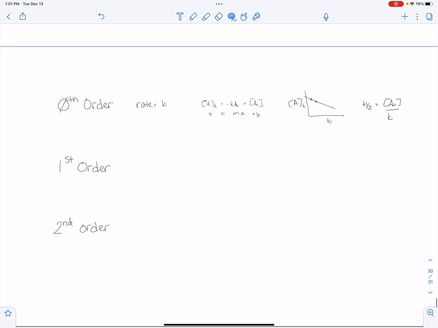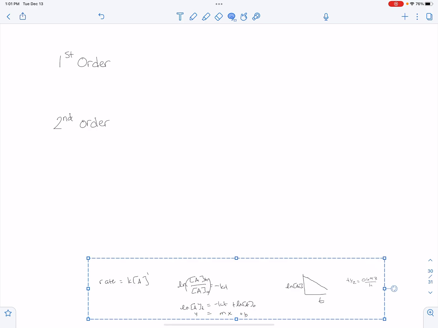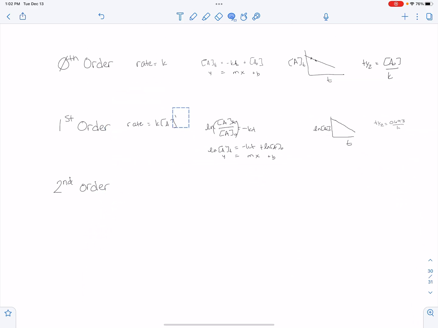So for zeroth order, you get all that information. And then first order, guess what? It has its own information, and it's not the same. This one actually has a concentration in it. This looks a little weird. If you really, really want to understand why this happens, it is calculus. It has to do with doing an integral and writing the rate as change of concentration over change of time.